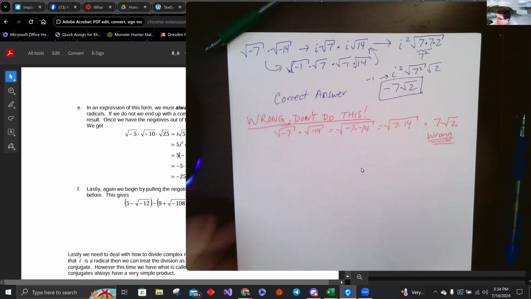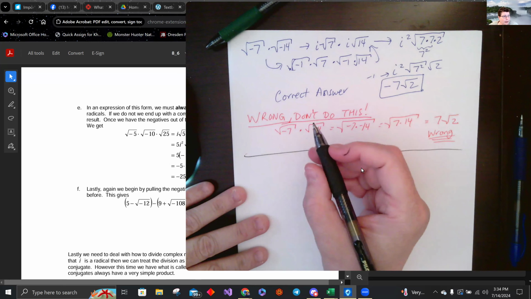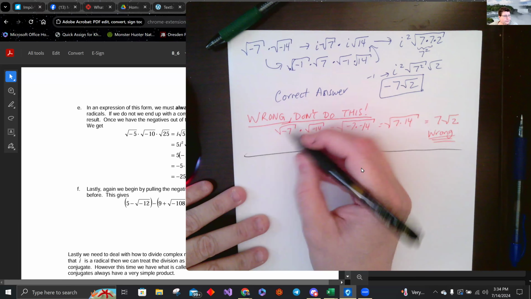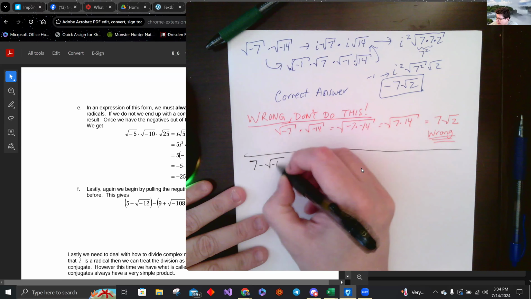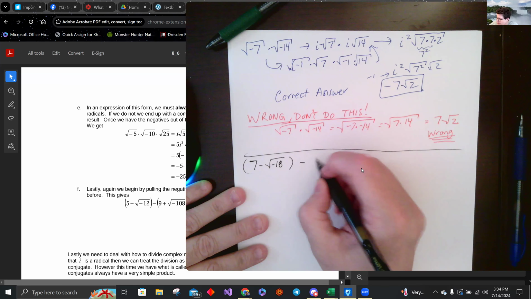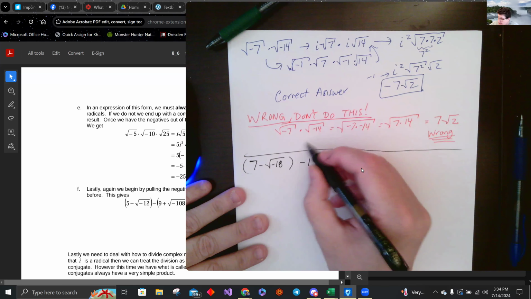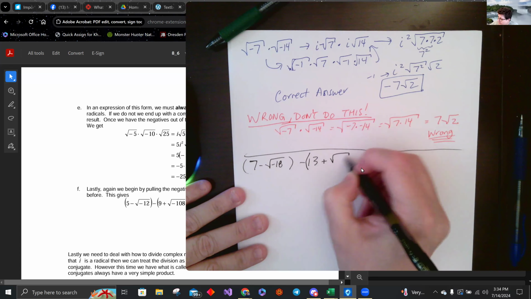Finally, we're going to do another problem. Let's do 7 minus the square root of negative 18. Let's just kick this all up a little bit. And then minus 13. I'll put this in parentheses. Square root of negative 98.